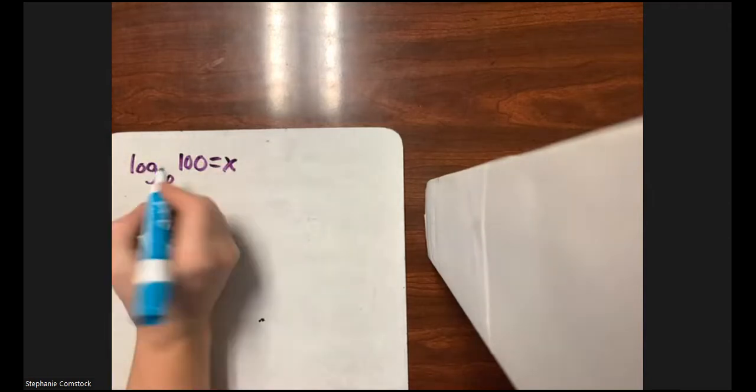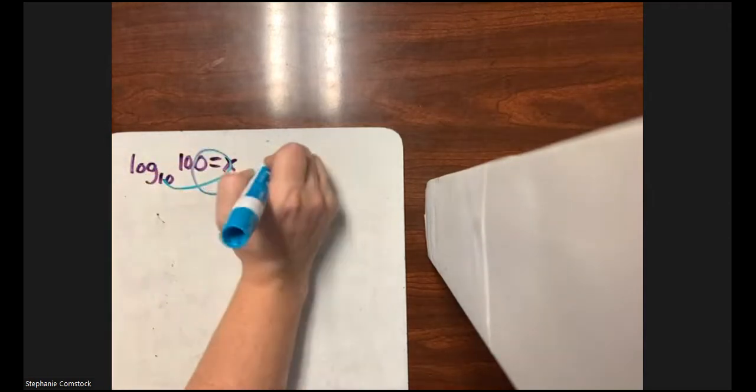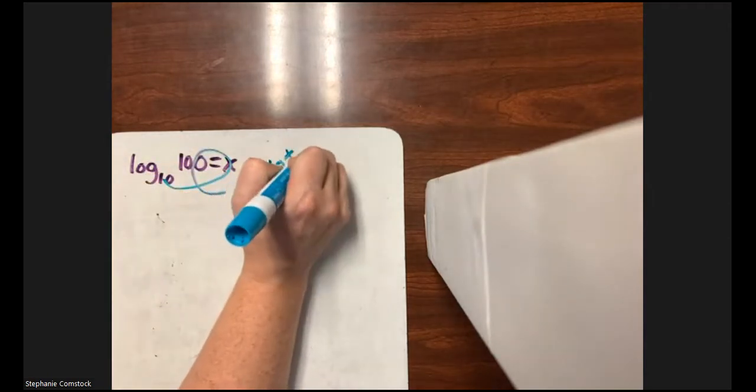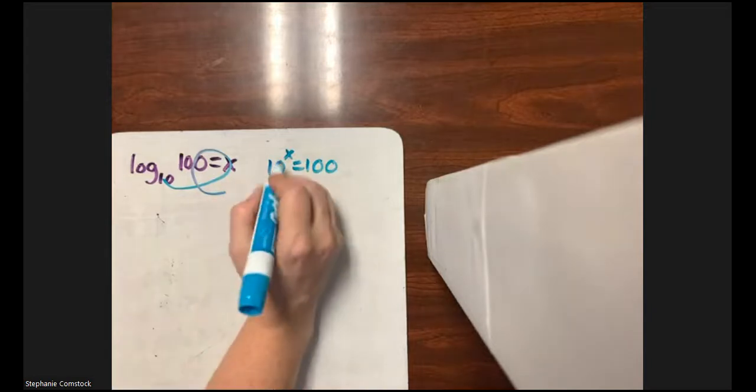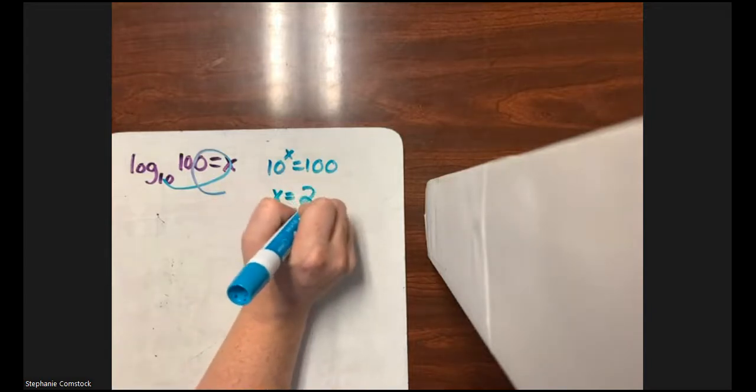So again, I'm in log form, so I'm going to do my loop-de-loop. So I've got 10 to the x equals 100. So thinking about my powers of 10, 10 to the first is 10, 10 squared is 100, so x is 2.